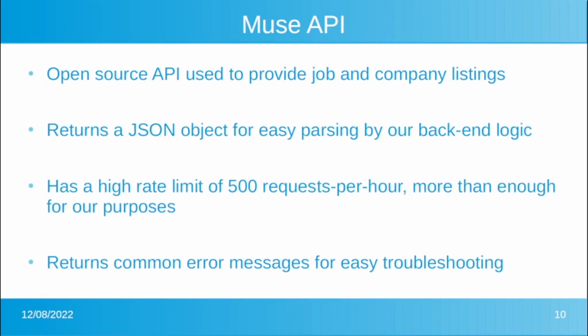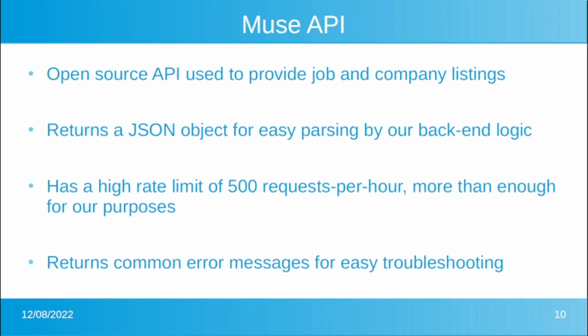As the main functionality provided by our website is to find job postings for prospective students, we needed to find an API that could find the jobs that we were looking for. The API that we found is called Muse, which is open source and does exactly what we need it for, to provide job and company listings. It returns a JSON object containing all the relevant data for the job that we're looking for: employer, salary, when the job is open, etc., and that is easily parsed by our back-end logic.